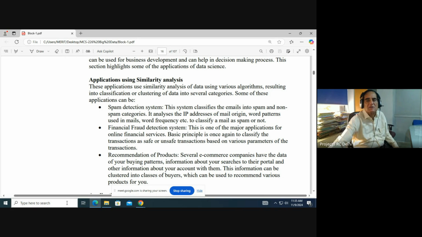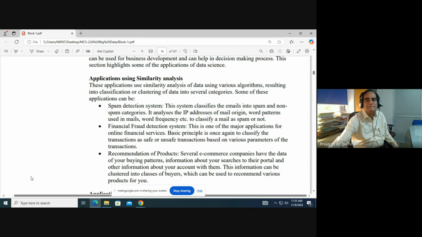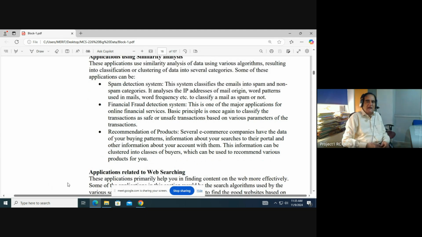Okay, so recommendation of product. Several e-commerce companies have the data of your buying pattern. So उससे भी आपको पता लगता है कि कौन सी product which is better. So don't go by what they recommend, but go by what your artificial intelligence programs or your data analysis shows.